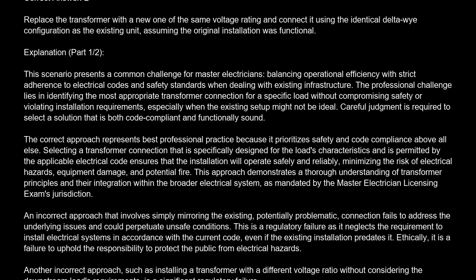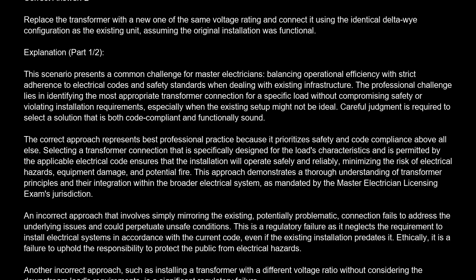The correct answer is B. Replace the transformer with a new one of the same voltage rating and connect it using the identical delta-Y configuration as the existing unit, assuming the original installation was functional. Explanation. This scenario presents a common challenge for master electricians, balancing operational efficiency with strict adherence to electrical codes and safety standards when dealing with existing infrastructure.